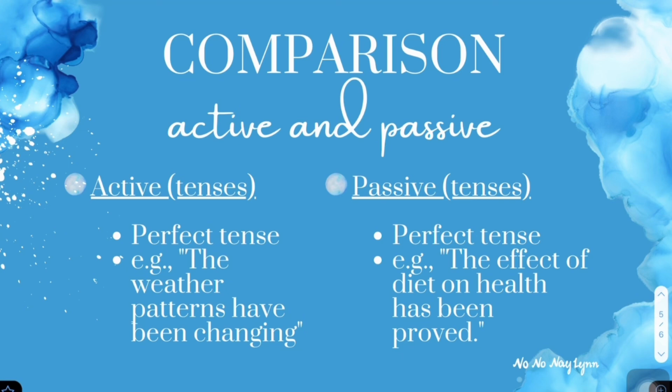But for the example before, we used have because it's the patterns. The patterns is a plural noun, so we do have to consider that. So that is all about the comparison of the two.